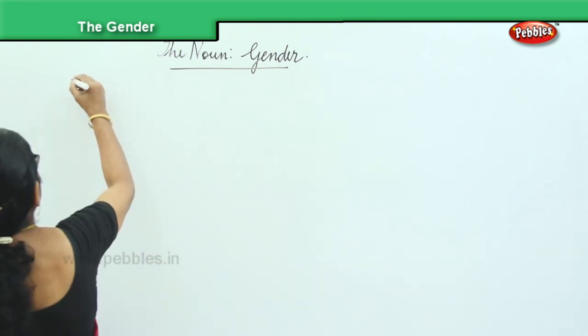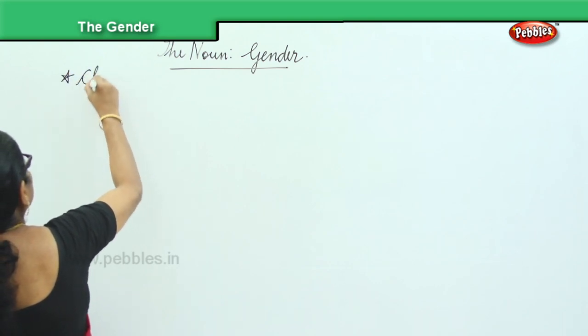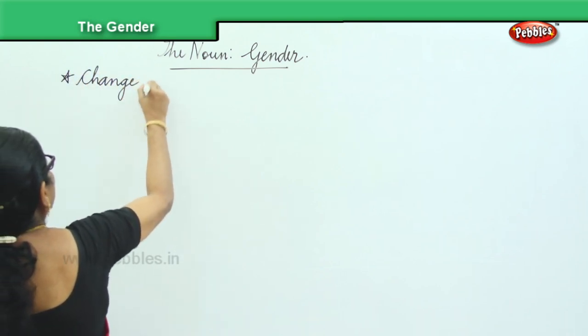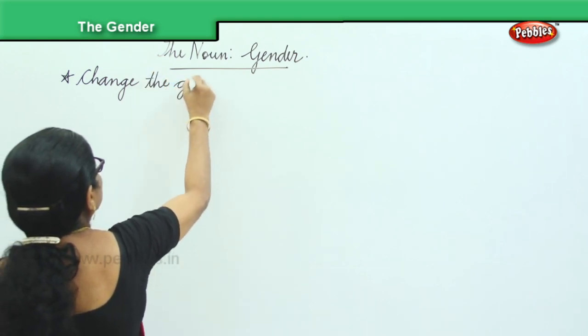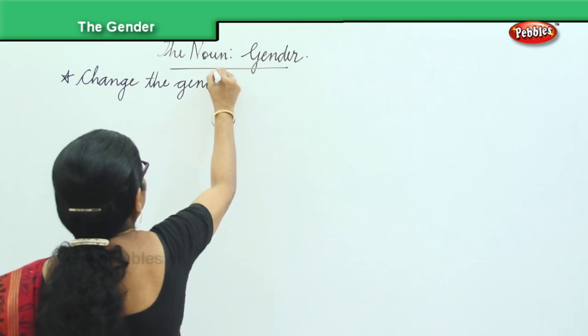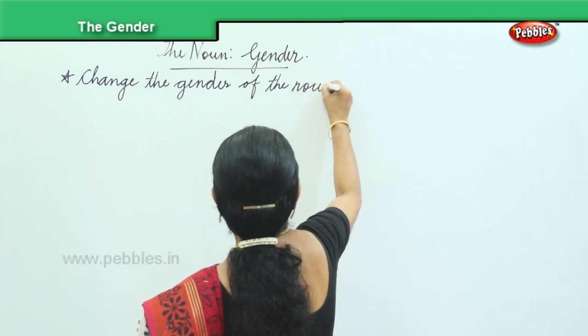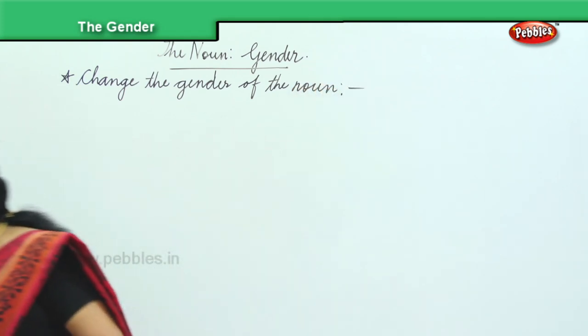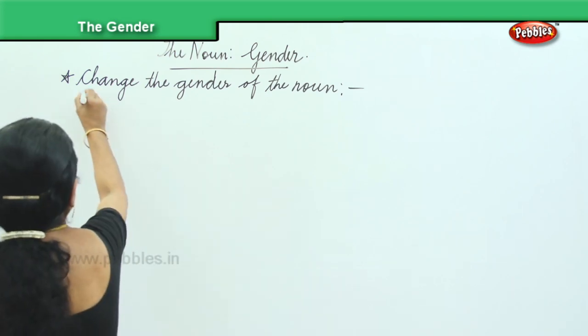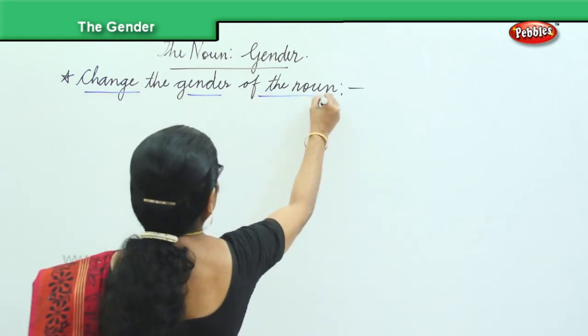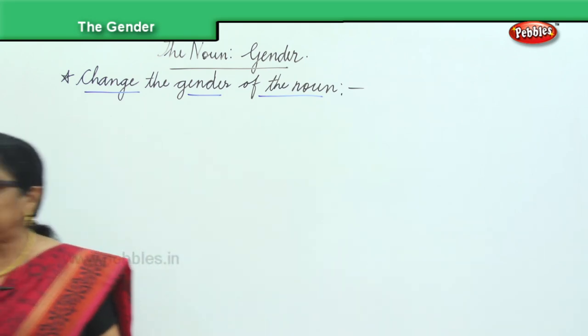Now I'll put down some sentences for you and then you will change the gender of the nouns. Okay? So we are going to change the gender of the noun. That's what we are going to do now. Change the gender of the noun. Okay, I'll give you the sentence and you make the changes.